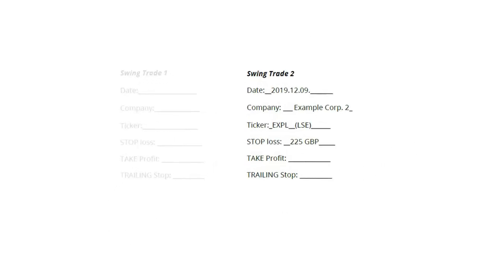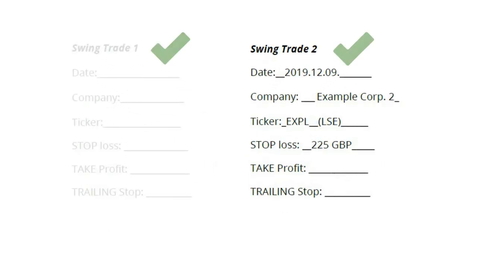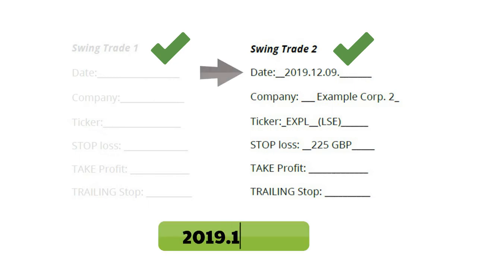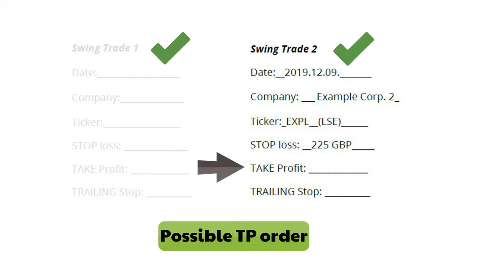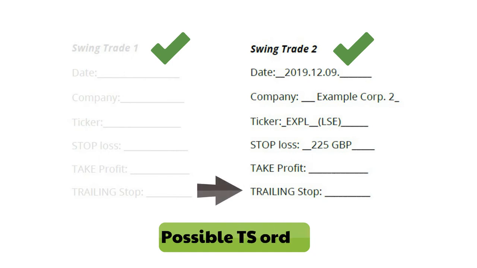In the swing trade section you can see the two same columns like in the buy one, with some difference in details. The date of the modification, the name of the company, the ticker and the name of the stock exchange, the stop loss order price, a possible take profit order, and a possible trailing stop order.